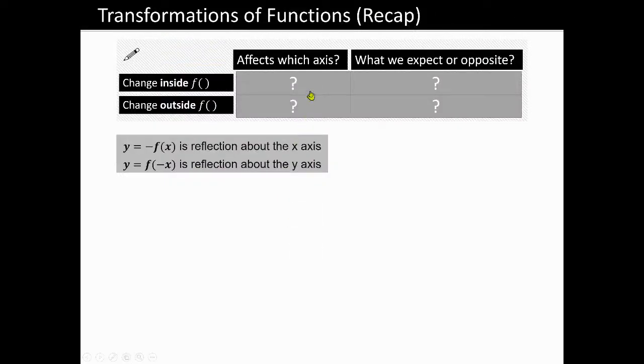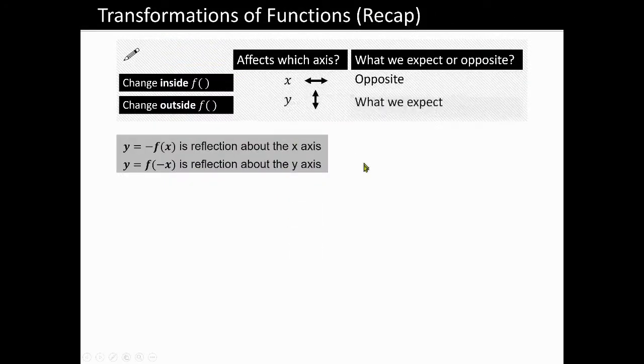So you know this from the last video. Inside the bracket affects the x values in the opposite way, and outside the brackets the y values. If there's a negative sign outside of f of x, then the y values are reflected on the x-axis. And if there's a negative sign in the brackets, then it's a reflection on the y-axis.